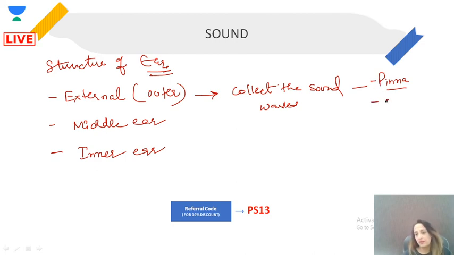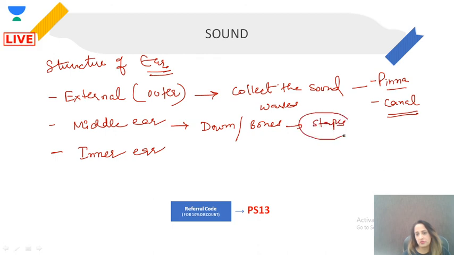And then we have the ear canal, and that canal is like the passage through which the sound waves travel. And then the middle ear is made up of the ear drum and the bones. These are called stapes. So these are the smallest bones present in the human ear, right? And these bones are there.